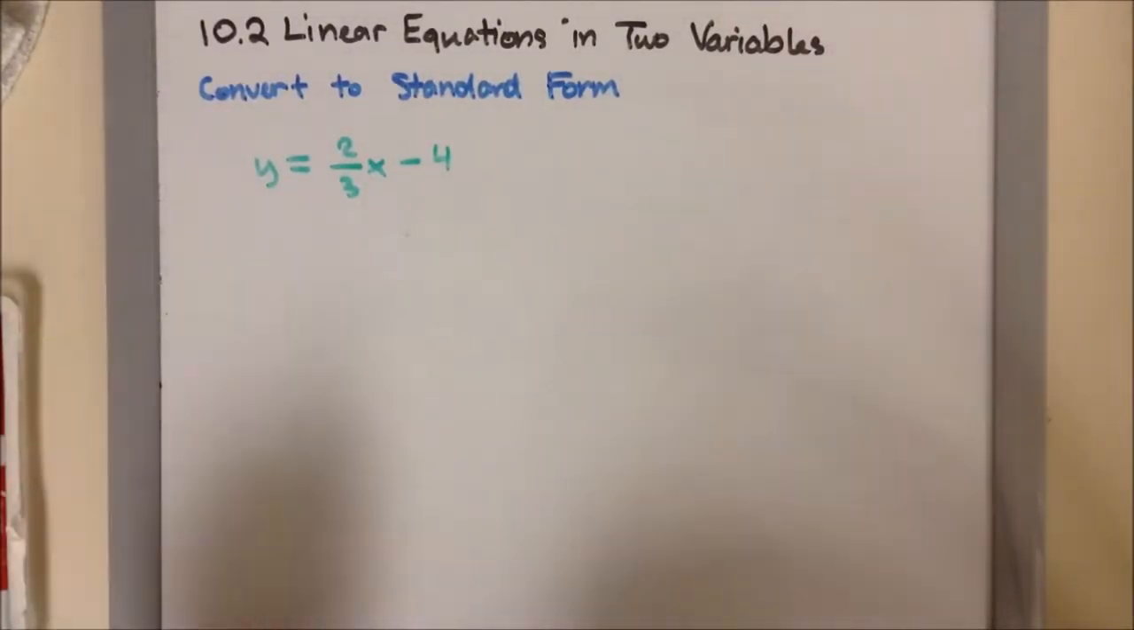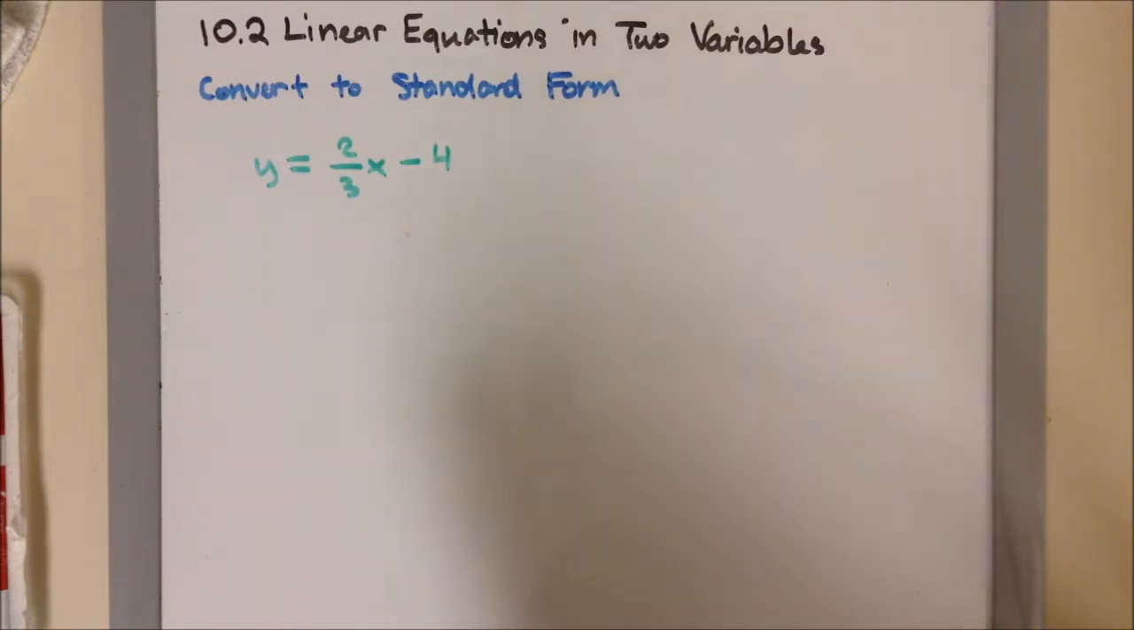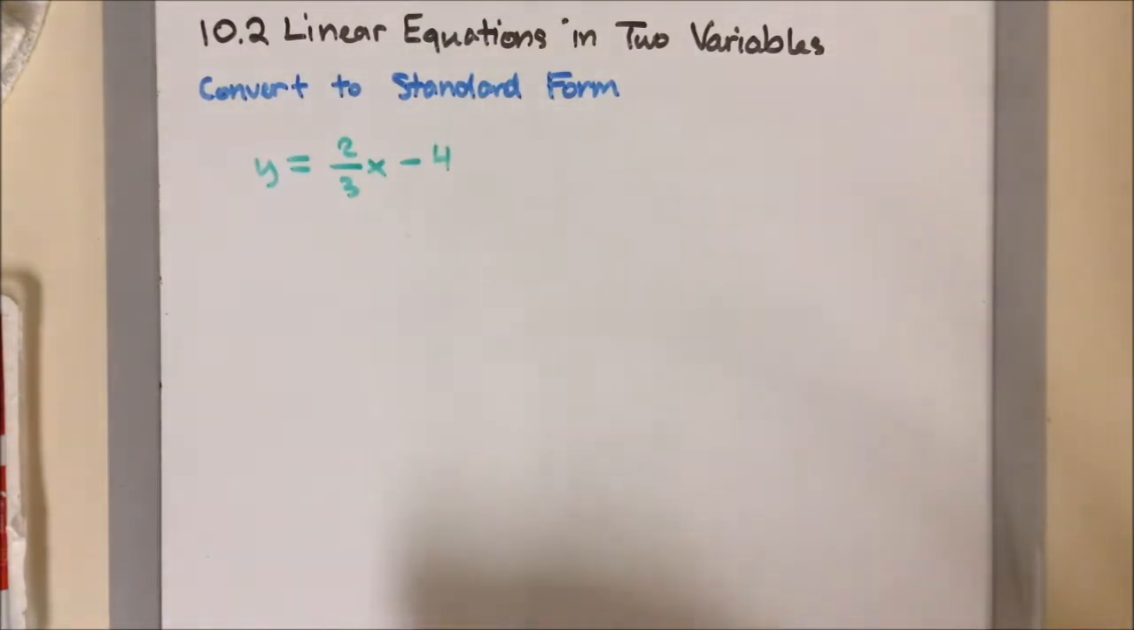Welcome to section 10.2, linear equation in two variables. So it just means that an equation with the variable x and y. So the first part is that we're going to be converting our linear equation, and it's usually going to be in slope-intercept form. So we're just going to convert linear equation into standard form.